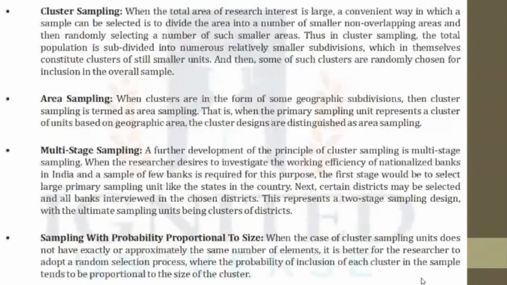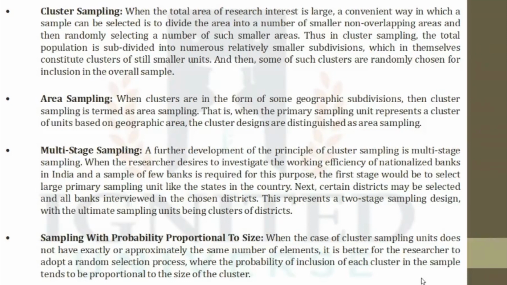A wider version of stratified sampling is cluster sampling. In cluster sampling, the entire area is divided into smaller, non-overlapping areas, and then a number of such smaller areas are randomly selected.